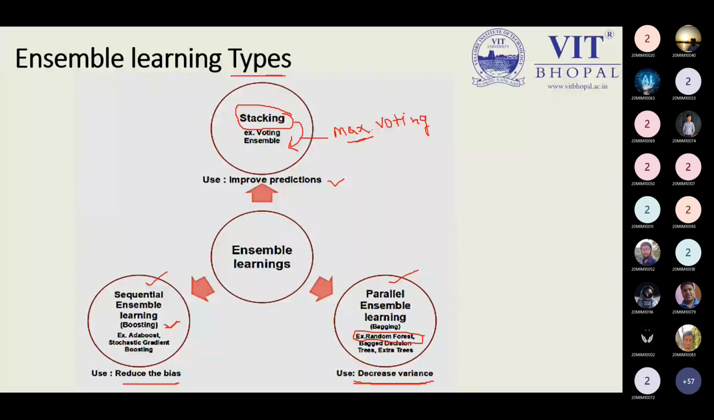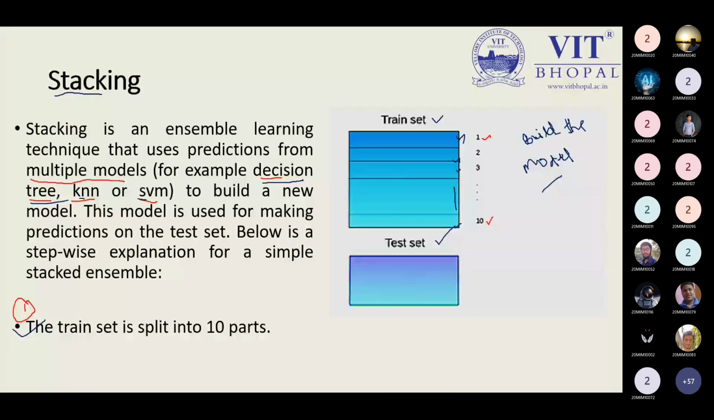No, sir. Okay. Now let us move to the first ensemble technique, that is stacking. As I told you, stacking is used to improve our prediction. Now, in this case, we have to use the voting ensemble method, and max voting is the best technique by which we can do it. So stacking is an ensemble learning technique that uses predictions from multiple models.